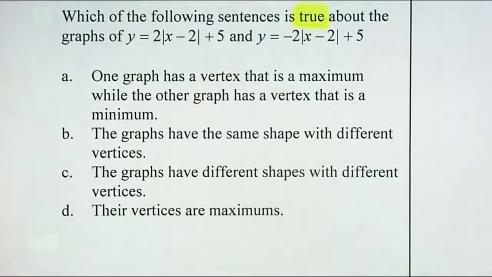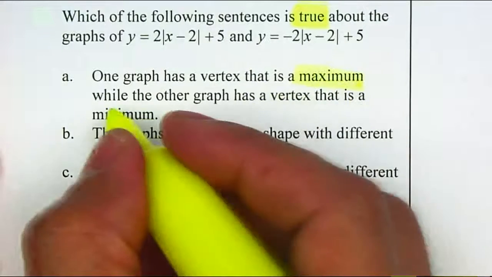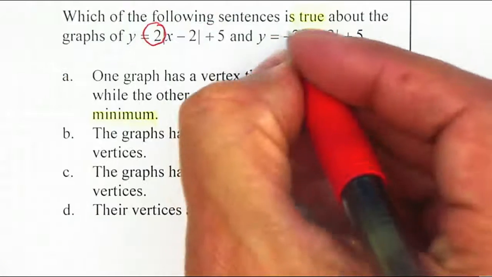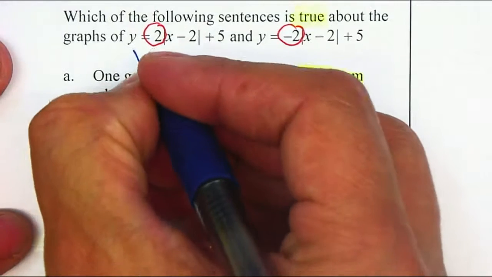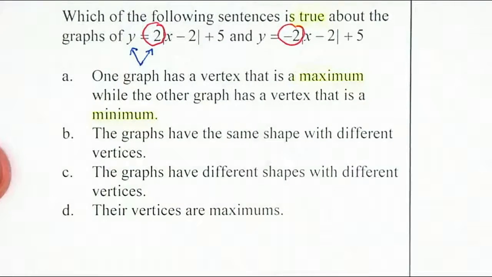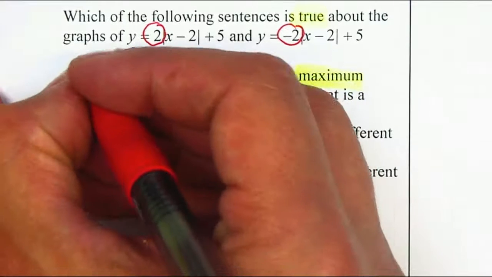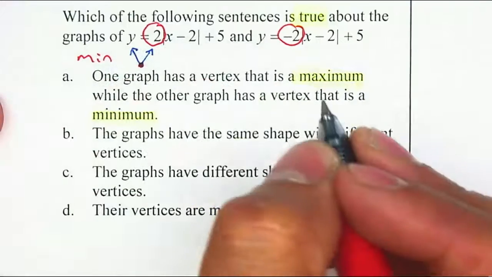It says, one graph has a vertex that's a maximum, while the other graph has a vertex that's a minimum. So you need to think, okay, what determines if a graph has a vertex that's a maximum or minimum? Correct. The A value will tell you if it's facing up or down. In this case, it's positive, therefore the absolute value is facing up, and the vertex will be the lowest point, the minimum. If you're walking on the line, this will be the lowest point of the graph.